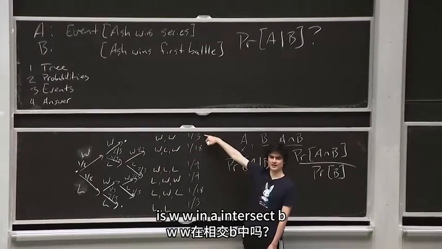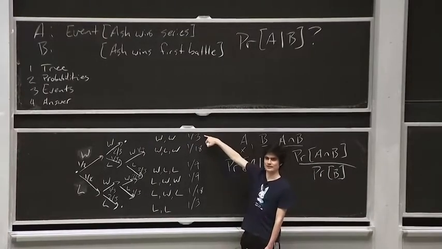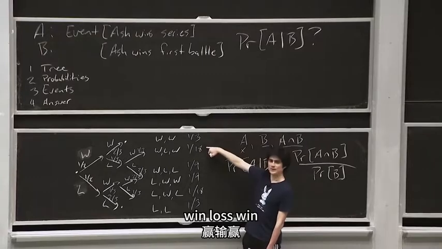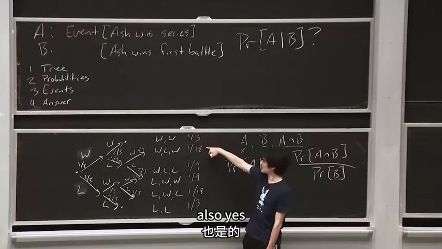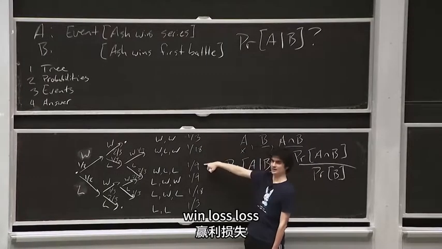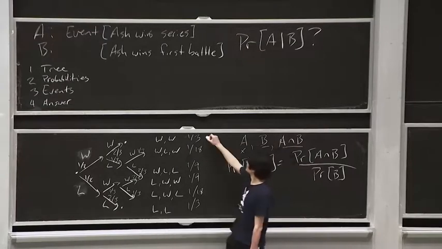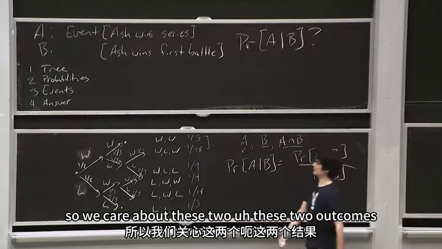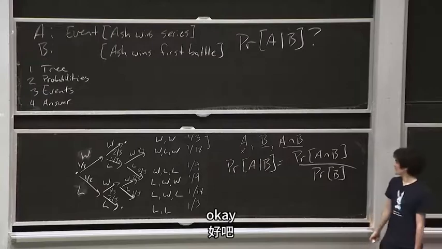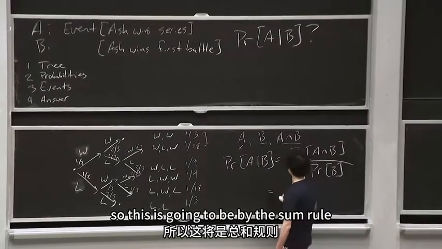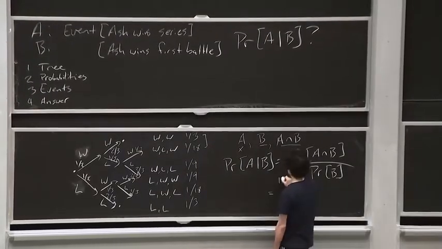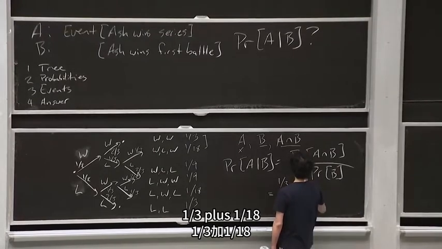It's WW in A intersect B. Win, loss, win? Also yes. Win, loss, loss. Nope. And all of these, you lost the first game, so these are also not in it. So we care about these two outcomes. Okay? So this is going to be, by the sum rule, 1/3 plus 1/18.